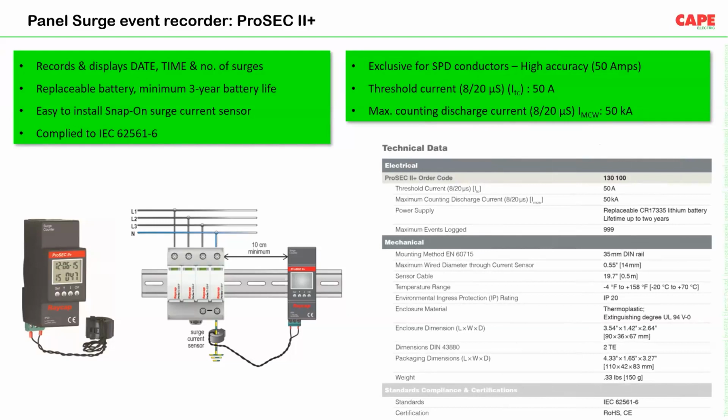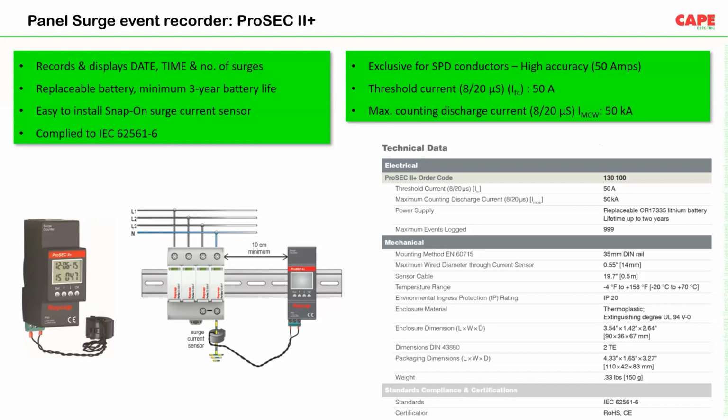For example, you have installed this kind of event recorder near, let's say, your main incomer panel. So now in this recorder, you will be able to see how many times the surges have come. So you can have data about the observation, in a year, how many surges you can expect in your system. This kind of measurement you can do.